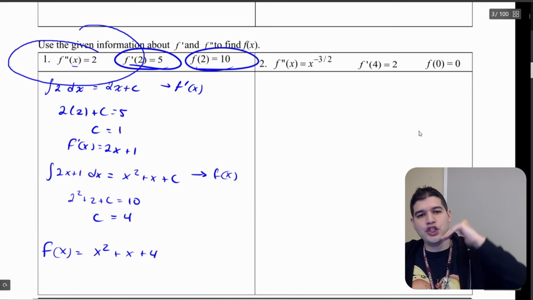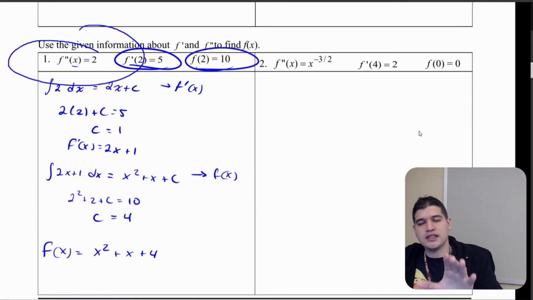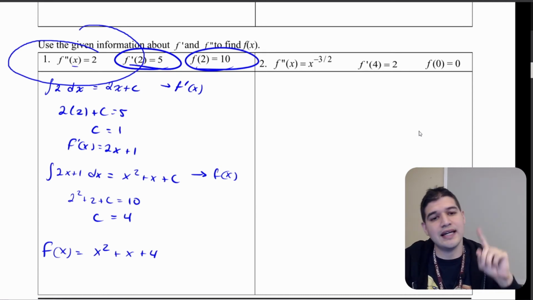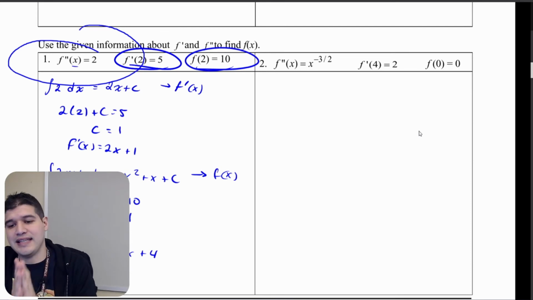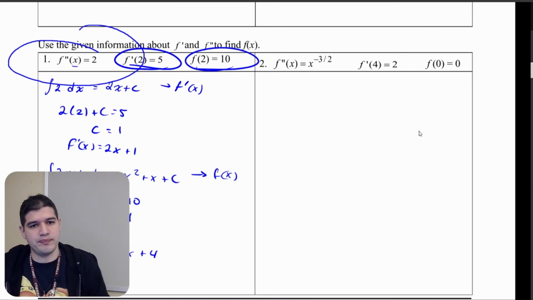right there. So using this example, I want you to go ahead and tackle the second example over there and see if you can get the same answer that we're going to get in just a moment.